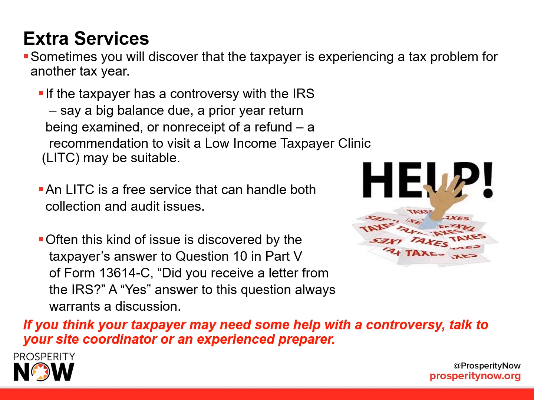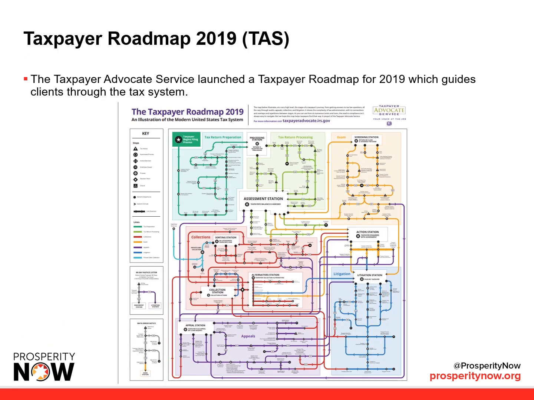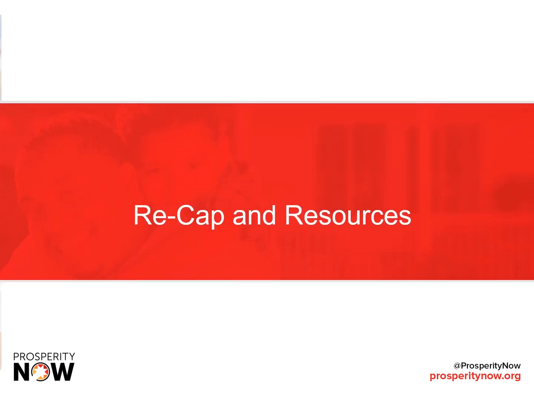If you think your taxpayer may need some type of help with a controversy, talk to your site coordinator or an experienced preparer. The Taxpayer Advocate, or TAS, launched a Taxpayer Roadmap for 2019, which guides clients through the tax system. As you can see, it is listed below, but also it'll be linked at the very end of this presentation. Let's end with some recap and resources.